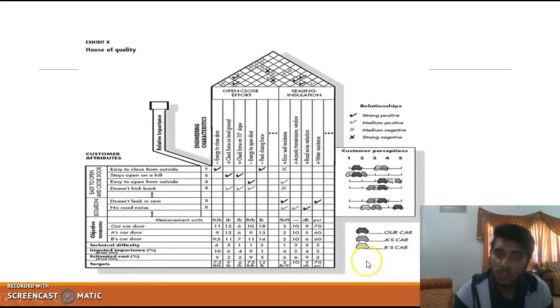Then there are engineering characteristics. You can see energy to close the door, check force on 10% slope. Then we have the relationships: strong positive, medium positive, medium negative, strong positive. Then we have the customer perceptions, which are from 1 to 5.